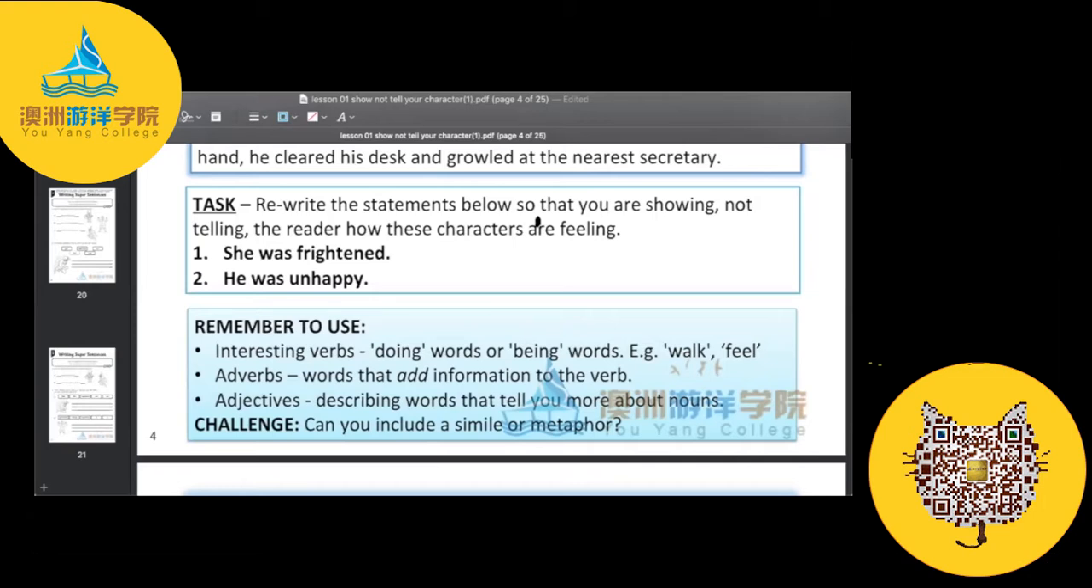Okay, Adeline, sure. You can go first. She was frightened. She opened her mouth as big as a hippo, and her hands were trembling, and she was breathing fast. He was unhappy. He threw his bag on the floor and did not talk to anyone, and stomped upstairs and started to cry as loud as a monkey.